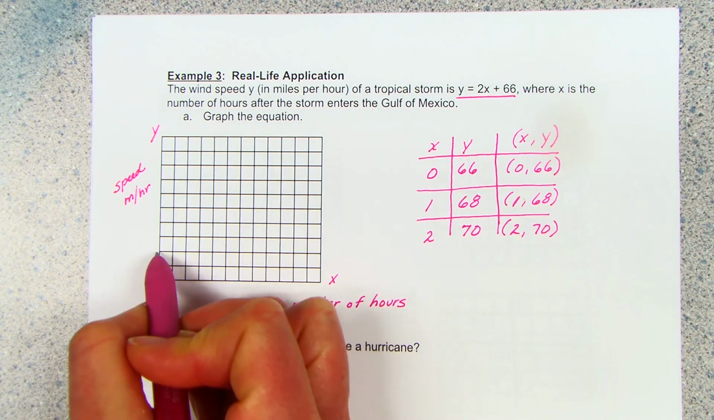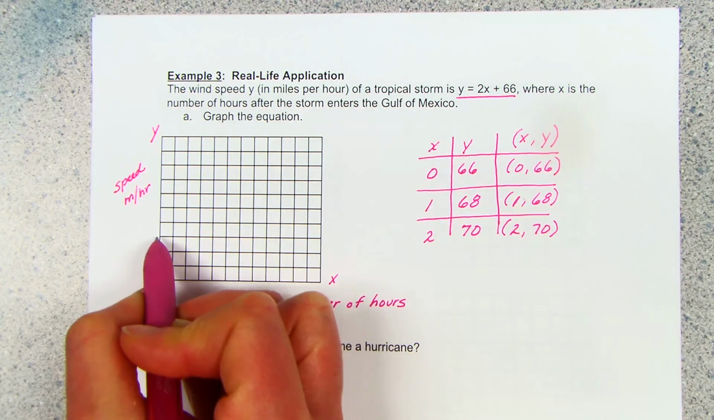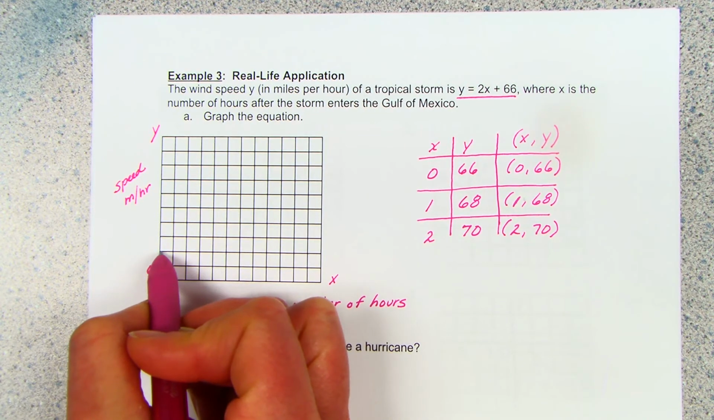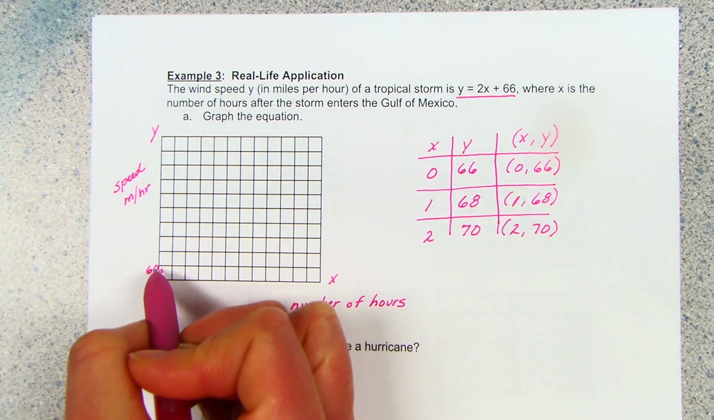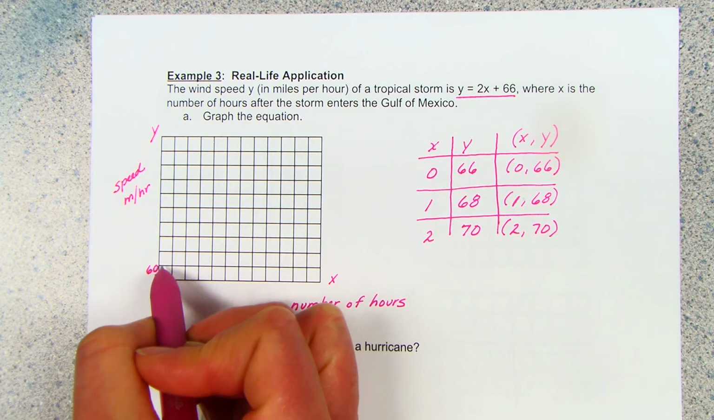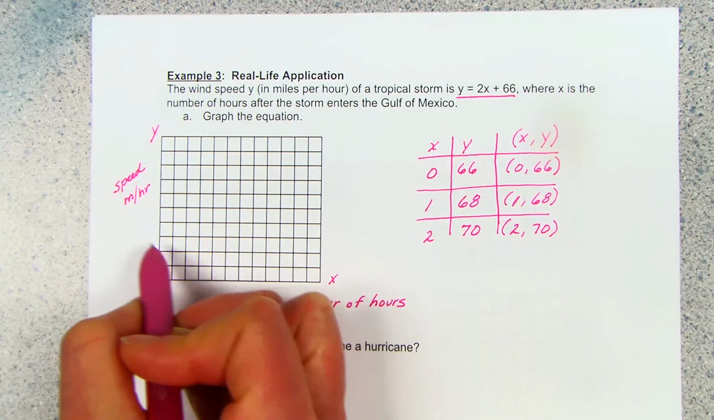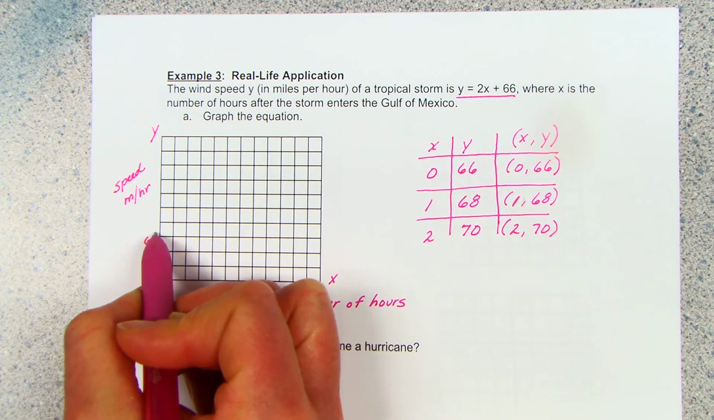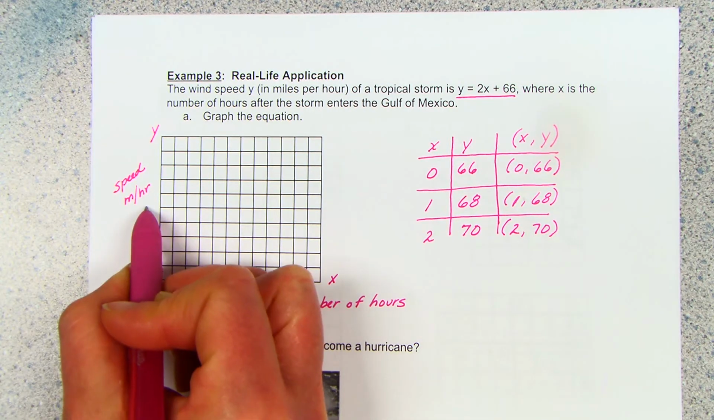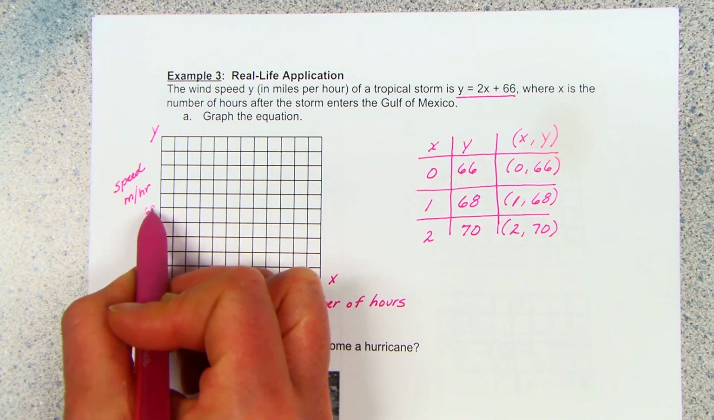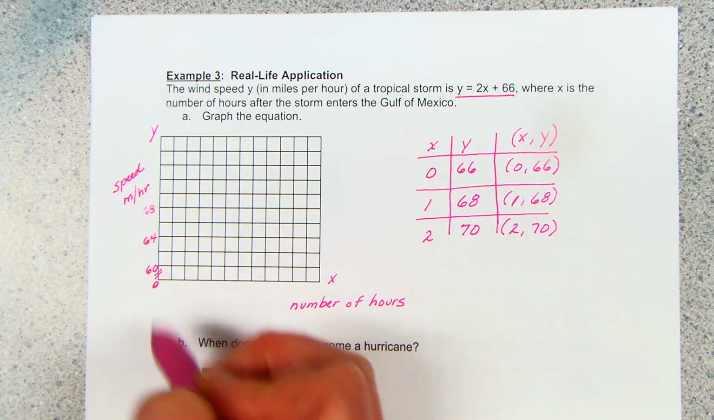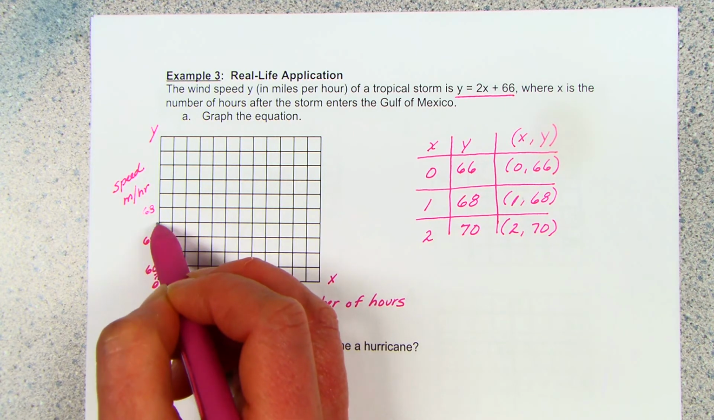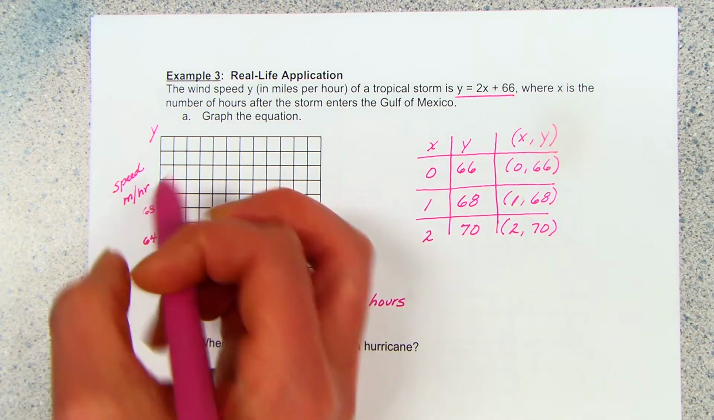You can number every one. So you can do 62, 64, 66. Sometimes I skip numbering one just because it's too crowded, but I'm still going to leave space for it. So here's 60, 62, 64, 66, 68. Did I do that right? 62, 4, 6, 8, 70. Okay, there's 72.